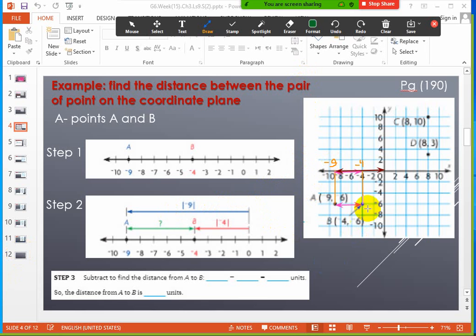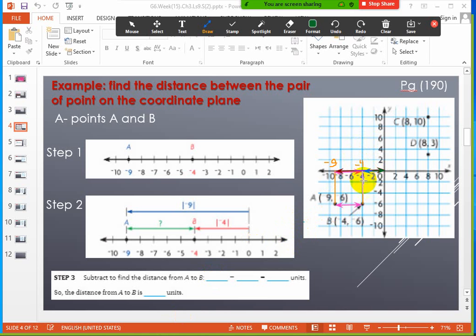Also, the x coordinate for B is -4. What is -4? This is -4. That means the x coordinate told me the distance between this point and the 0 point on the x-axis, here in green, is -4. That means I have to move here from the 0 point on the x-axis to the left side 4 units. So this distance is the absolute value for -4.